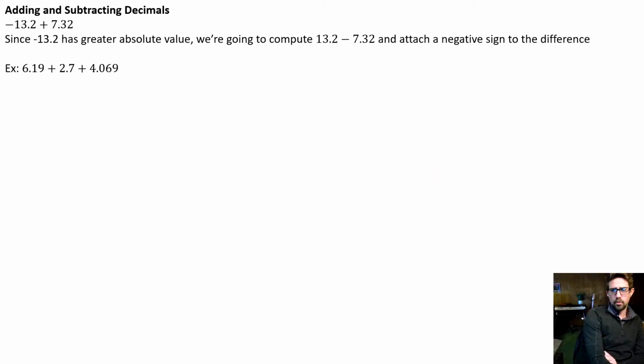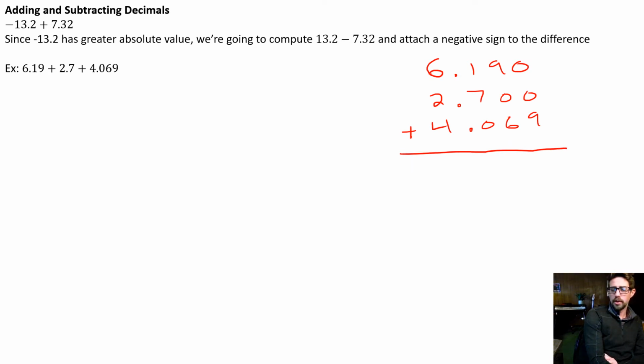All right, one more. This one's nice because they're all positive, but it's a little less nice because there's 3 of them. That's okay. Here we go. We can do it all at once. So we have 6.19 plus 2.7 plus 4.069. Stack them up, line up the decimals, and fill in zeros where we need, so that's 6.190 plus 2.700 plus 4.069.